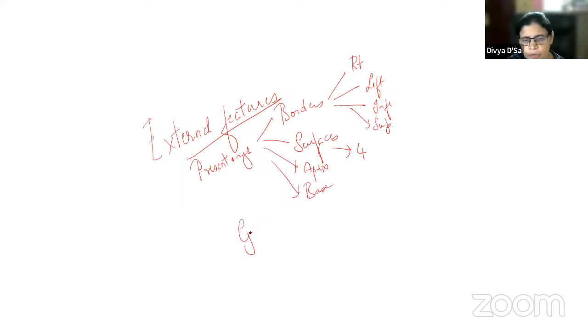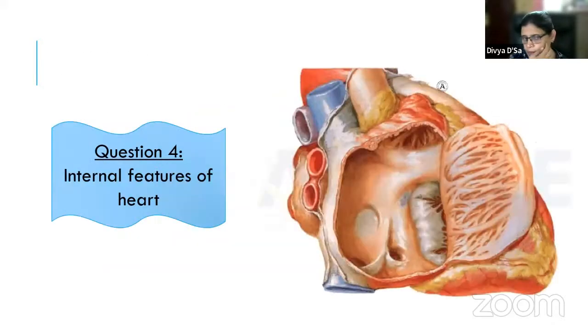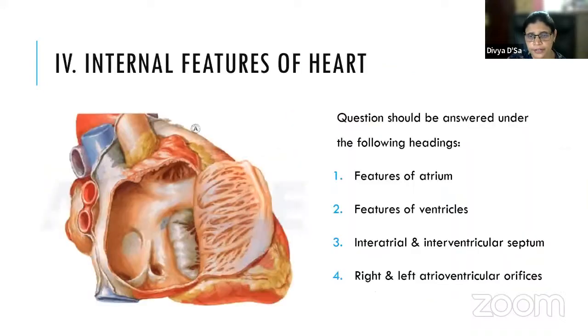Then you write about the grooves or the sulci which are present there. Next are the internal features. We study the internal features of the right atrium and the left atrium. When we talk about the internal features of the heart, we write about the features seen in the atrial and interventricular septum, then the right and left atrioventricular orifices.